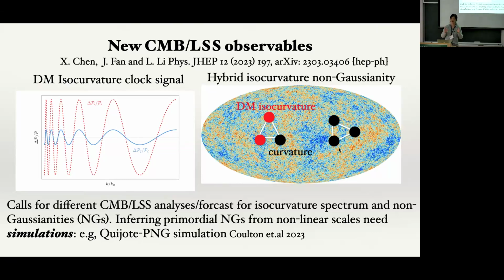And these modifications in the spectrum and 3-point functions actually have different shapes and scale dependencies compared to what has already been analyzed in the CMB, like Planck data. So they call for different analysis and forecasts in terms of relation to simulations, inferring these primordial non-Gaussianities from linear scales. We definitely need simulations.